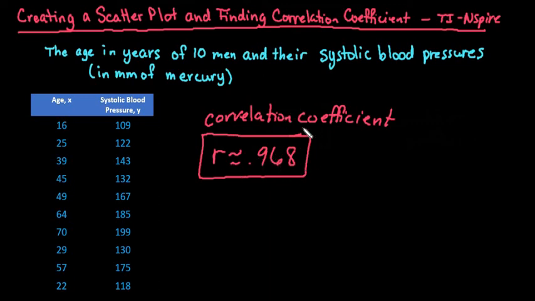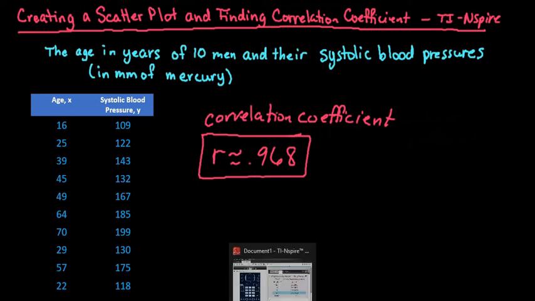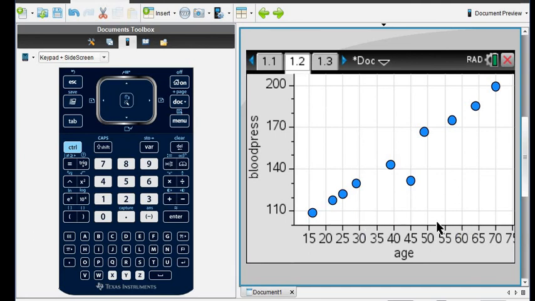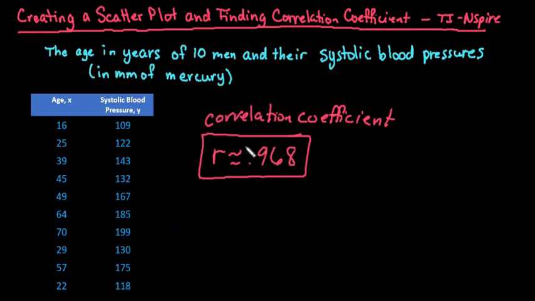If I go back to look at the scatter plot, my scatter plot shows that as my age increases, my blood pressure also increases. So this is considered a positive correlation. Your correlation coefficient will always go with the same slope. If your slope is positive, your correlation coefficient will be positive. If your slope is negative, your correlation coefficient will be negative. So make sure that you do watch for that, because there is a difference between positive 0.968 and negative 0.968.